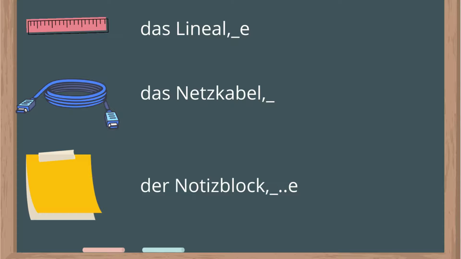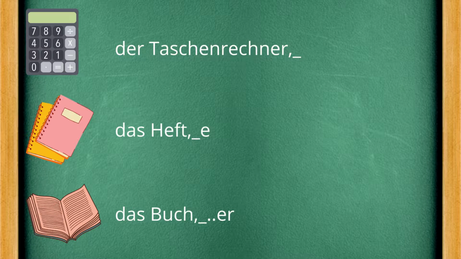Here these two dots are two umlauts on the second O, so it is Notizblöcke. Der Taschenrechner, die Taschenrechner, das Heft, die Hefte, das Buch, die Bücher, umlauts on the alphabet U.